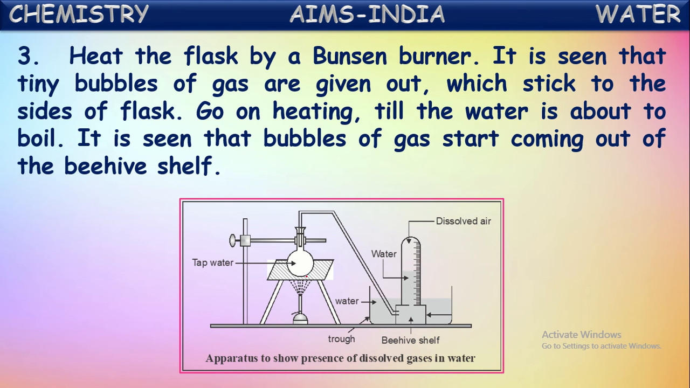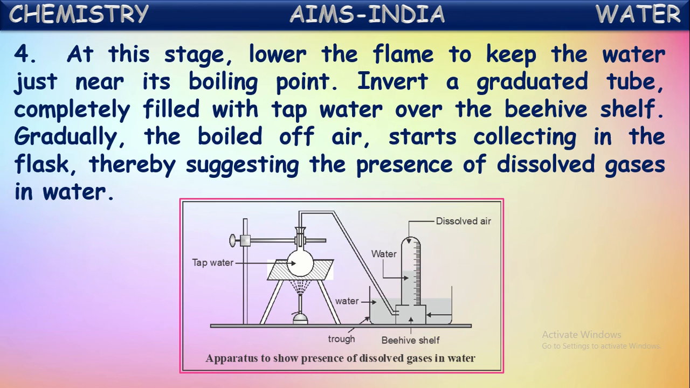If you continuously heat like that, observing the bubbles also, then this gas will come out through this delivery tube and it will enter into the beehive shell. We can see the bubbles coming out of this beehive shell here. Okay. Then at this stage, lower the flame to keep the water just near its boiling point. So if you observe bubbles coming out of this beehive shell, then we have to slow down the heat. We have to lower the flame such that the temperature will be maintained below the boiling point of water.